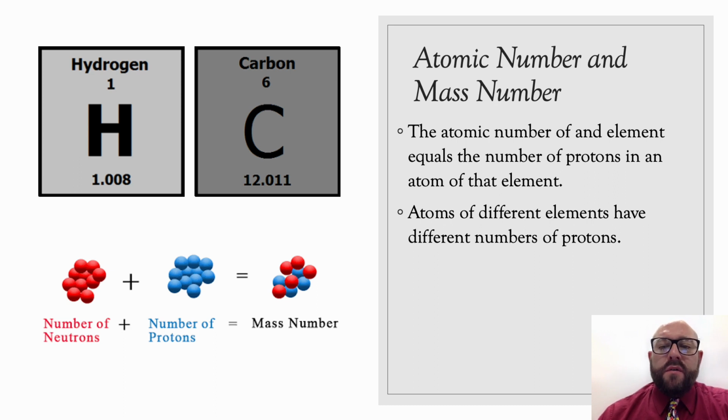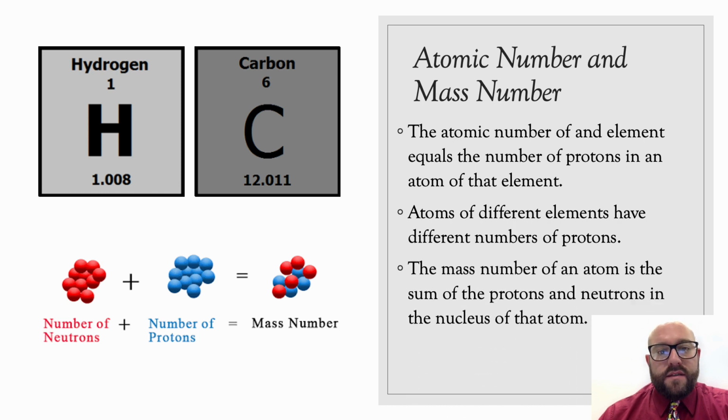But how do we know how many neutrons are in the nucleus? We must look at the mass number for this information. The mass number of an atom is the sum of the protons and neutrons in the nucleus of that atom.